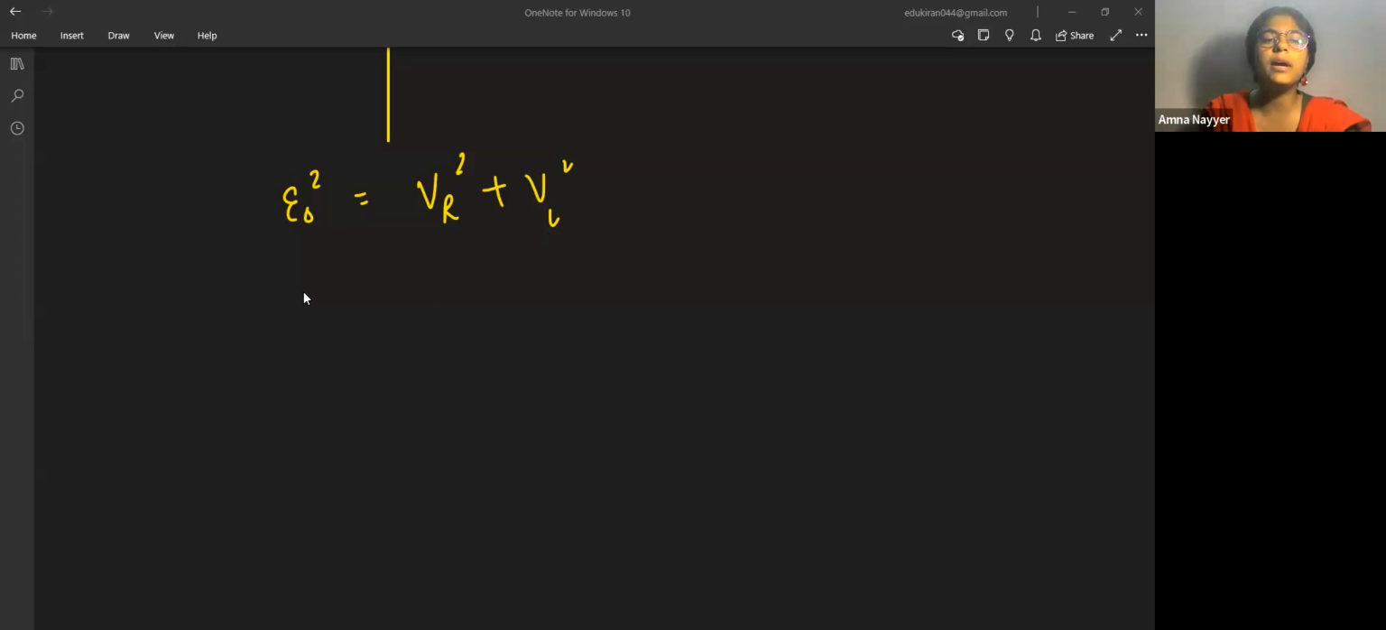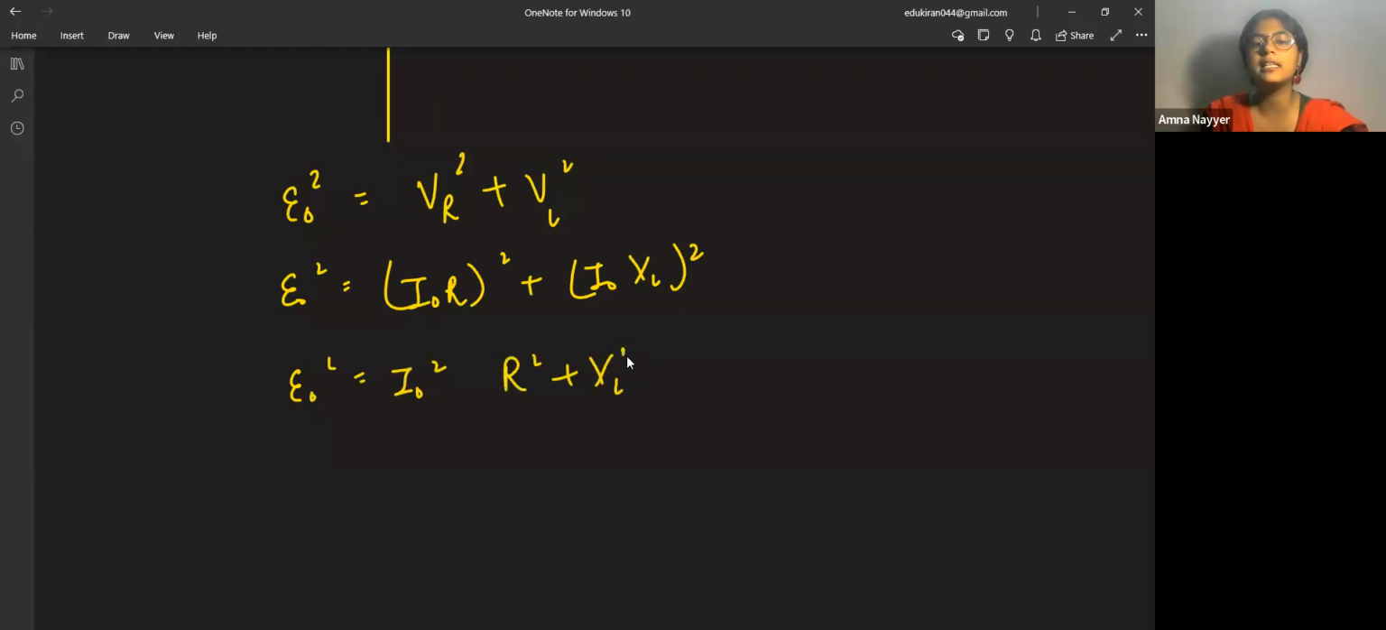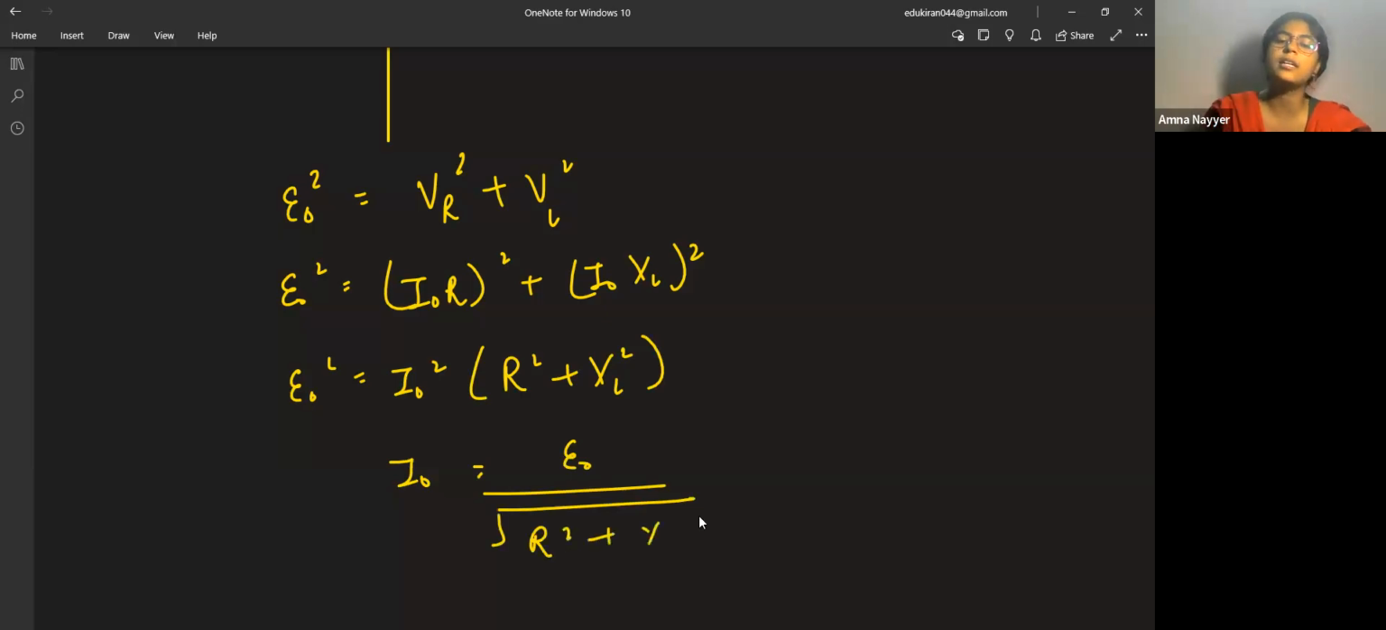Now, E naught square is given. So what is the value of voltage? This is I naught multiplied by the resistance plus I naught into XL. So it is the same derivation, just that you have to remember it till here. Rest of the things are the same. Now E naught square is equal to I naught square times R square plus XL square. So what is the value of I naught? I naught will be E naught divided by under root R square plus XL square.